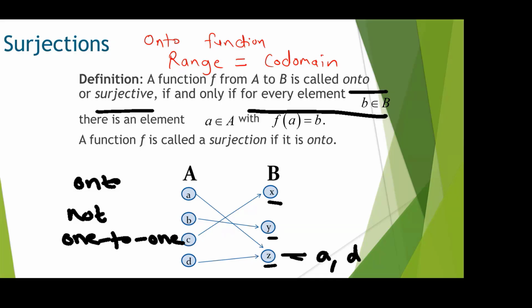In other words, your range will be exactly the same as your codomain. There are no values on the right hand side which are not participating in the function. So everything on the right hand side is participating in the function, then we are going to call it an onto function.